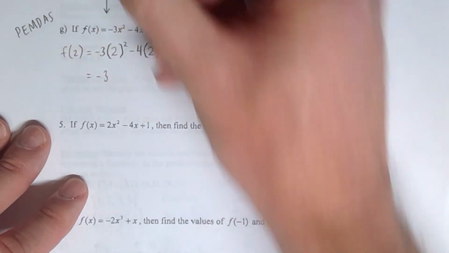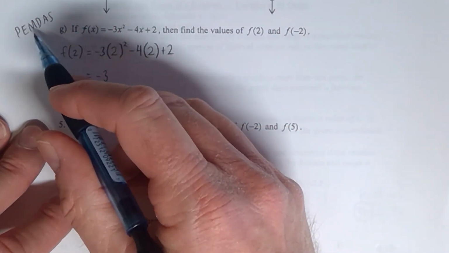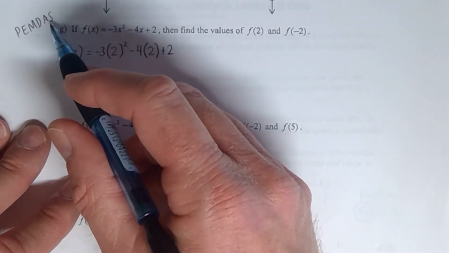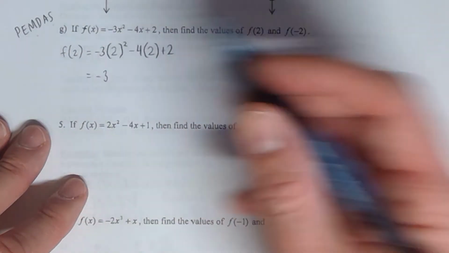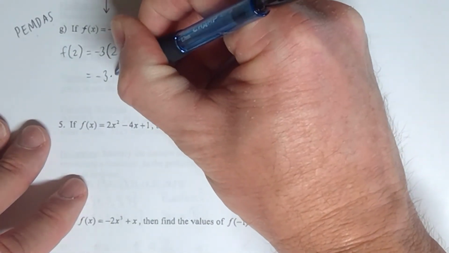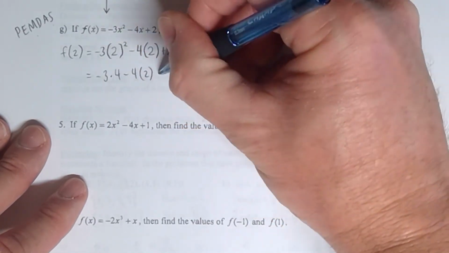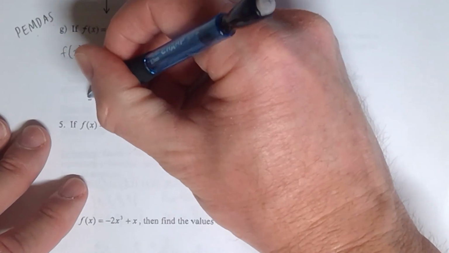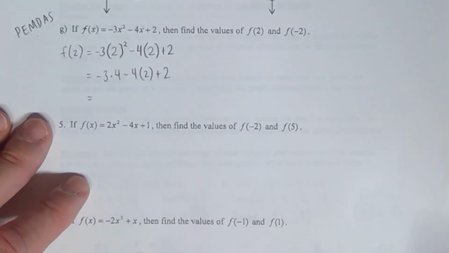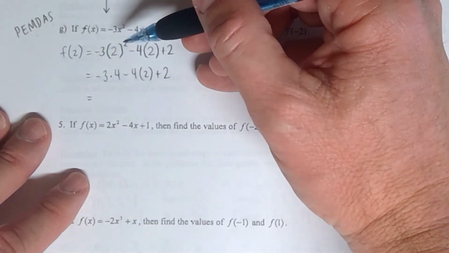Let me write down order of operations again here, PEMDAS. Exponents come before multiplication. Multiplication comes before addition and subtraction. So we do the exponent first, like that. Then what? Then we got to do the multiplication.